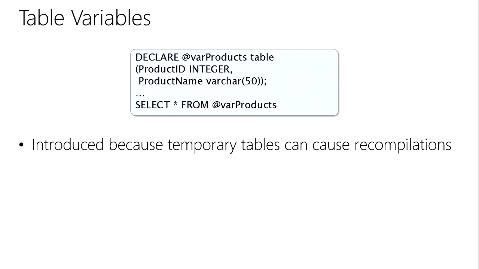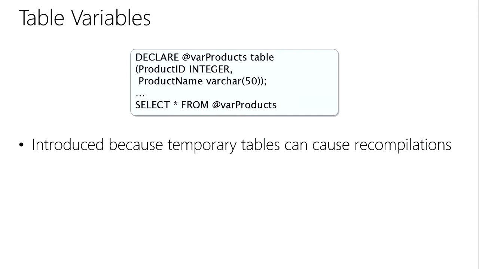Variables are a way of getting around that. So we've got a variable here in this example. Instead of the hash symbol, it's prefixed with the @ symbol. That's how we know it's a variable. We declare the variable of type table. And of course we can have variables of lots of different types, variables of string or integer or whatever. Table's just another data type as far as variables are concerned.